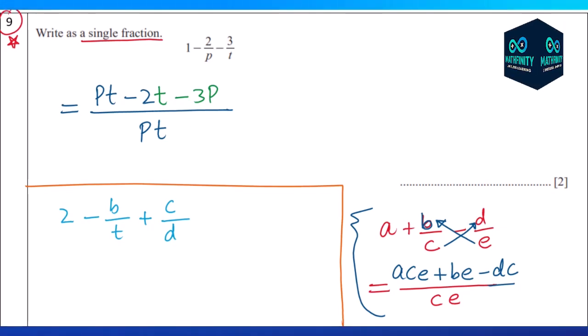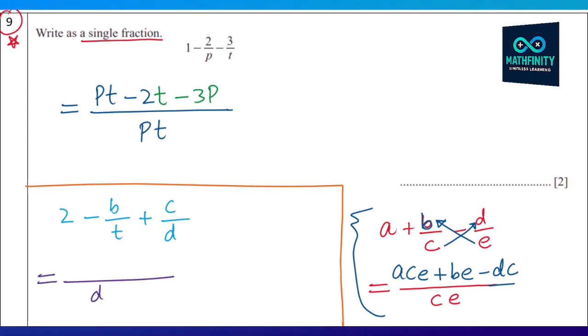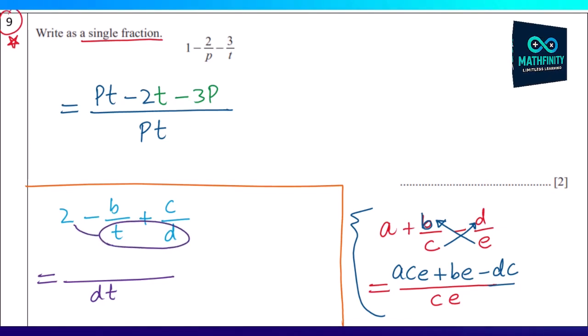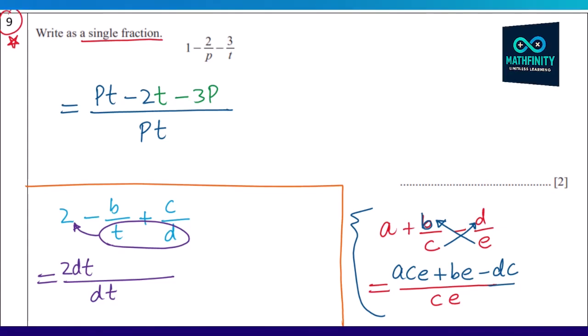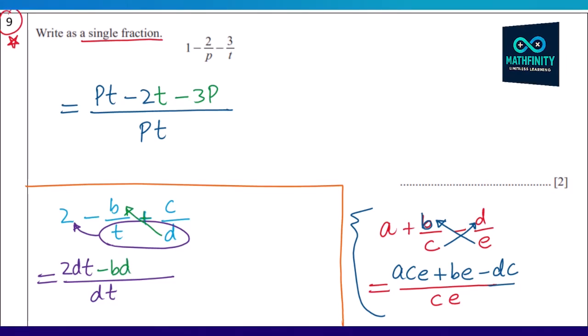So what are the denominators? D and t are denominators. These both you will multiply with this number. So you have to write 2dt. After this, I told you just you have to do the cross. This will come here and multiply, negative bd. What is the sign here? Plus. So plus, and t will come here. So we will write ct. This is the final answer.